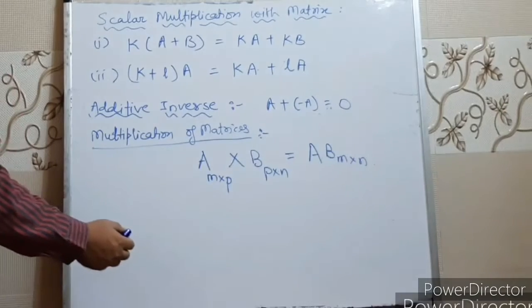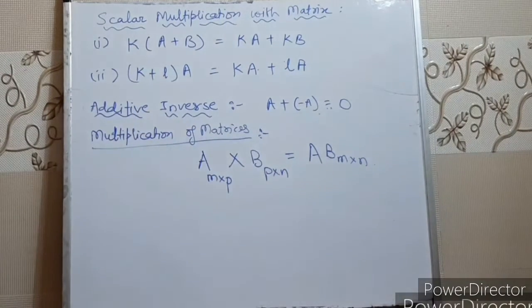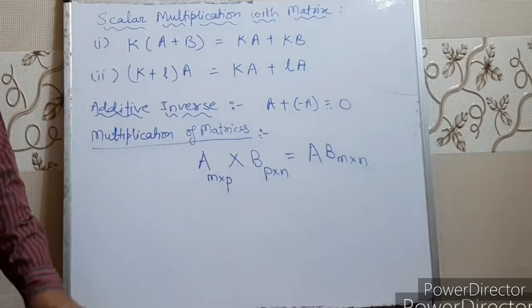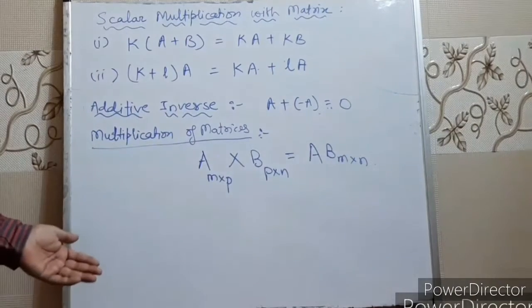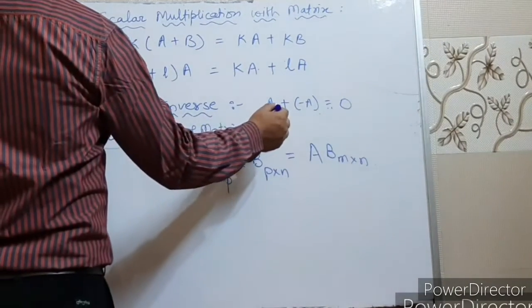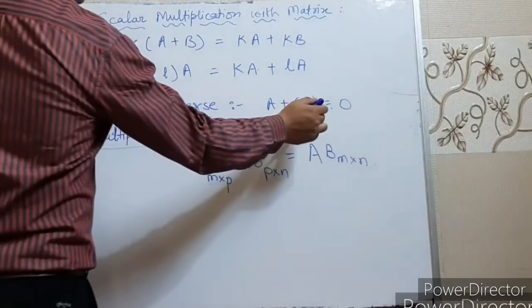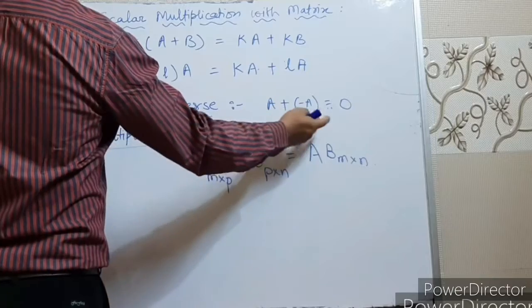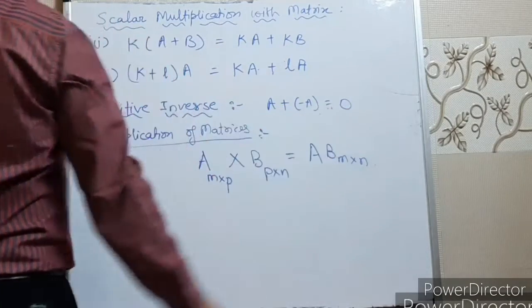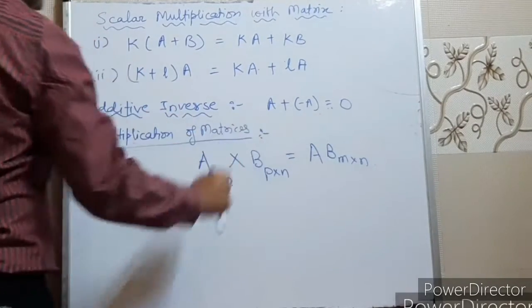Similarly, additive inverse. So what is the additive inverse? Children, what is the additive inverse of 2? What term is added to 2 that you will get 0? Minus 2, right? Similarly, what matrix will be added to any matrix A that we will get the null matrix? Of course, A minus A, the same matrix with opposite sign. So when A is added to minus A, we'll get the null matrix. So this minus A will be the additive inverse of matrix A.